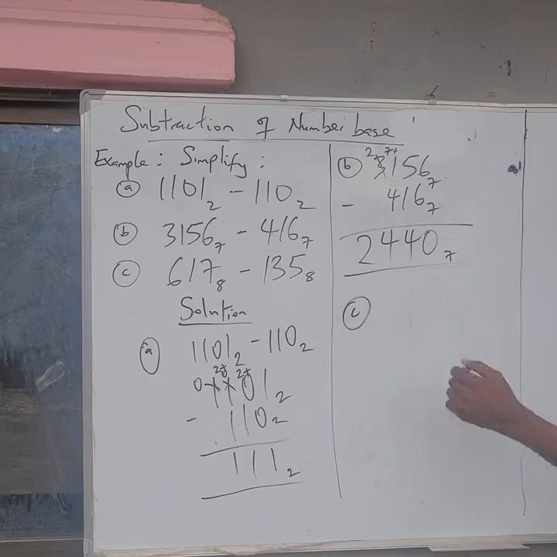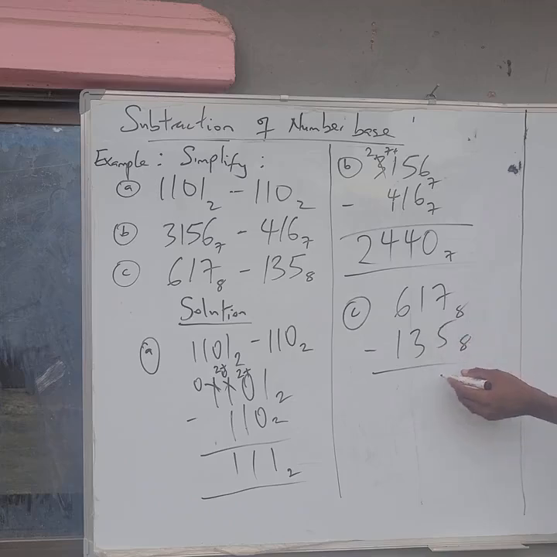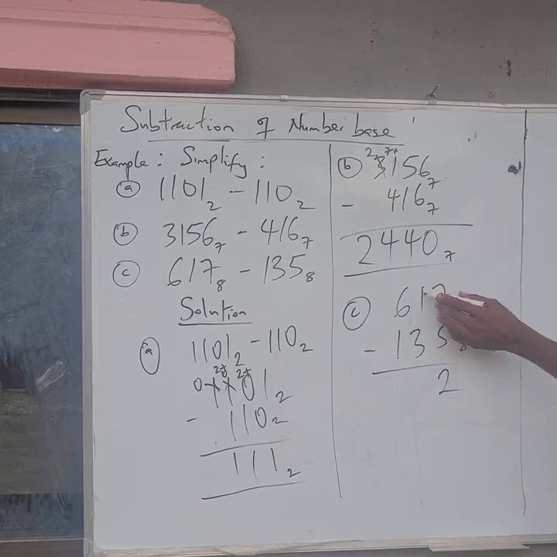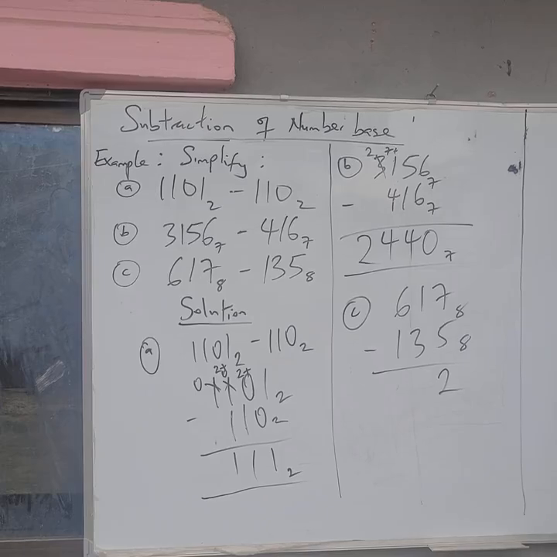So we saw the last one there. We have 617 in base 8 minus 135 in base 8. Let's subtract. 7 minus 5 is 2. 2 is already less than 8, so we just write it without converting. Okay? 1 minus 3, it can't go.